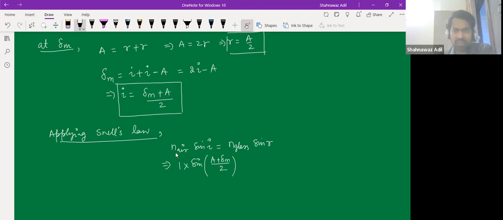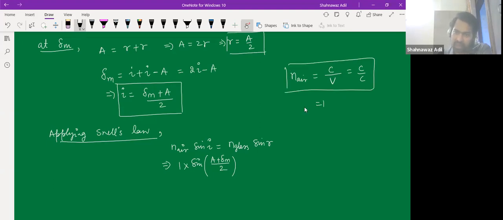Because what is the refractive index of air? This would be the velocity of light in vacuum divided by the velocity of light in air. These are nearly equal, right? So C by C would be 1. So N air is 1, right?